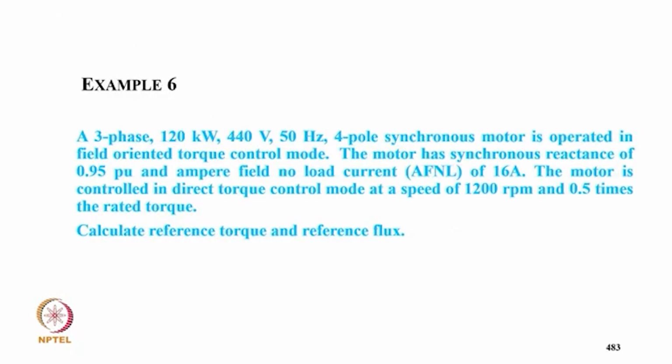Coming to example 6: a 3-phase 120 kilowatt 440 volt 50 Hz 4 pole synchronous motor is operated in field torque control mode. The motor has a synchronous reactance of 0.95 per unit and a field no load current IFL of 15 ampere. The motor is controlled in direct torque control at a speed of 1200 rpm at 0.5 times the rated torque. Calculate the reference torque and reference speed.